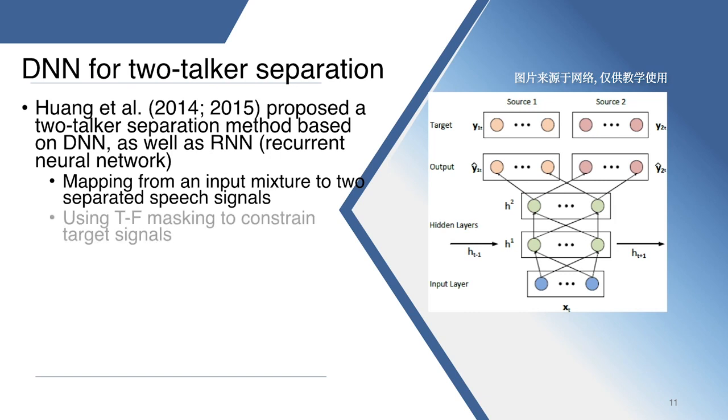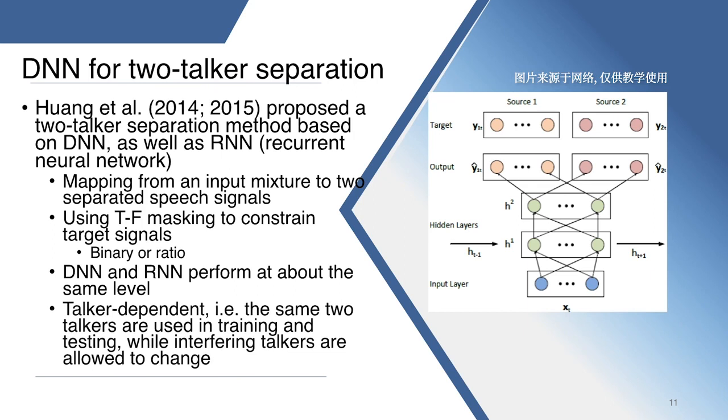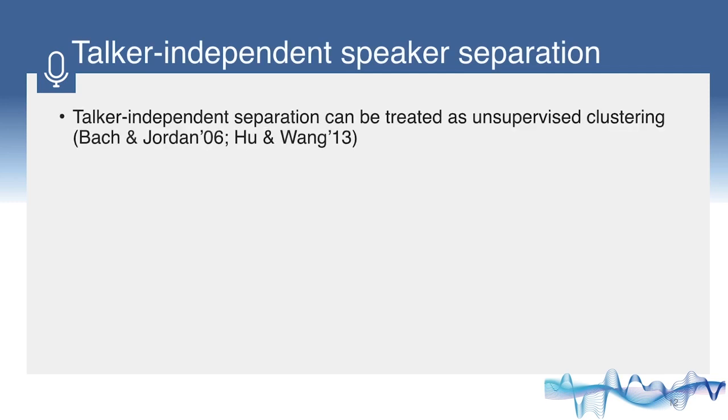The method used TF masking, binary or ratio, to constrain target signals. DNN and RNN perform at about the same level. Talker-dependent means the same two talkers are used in training and testing, while interfering talkers are allowed to change. Talker-independent separation can be treated as unsupervised clustering.